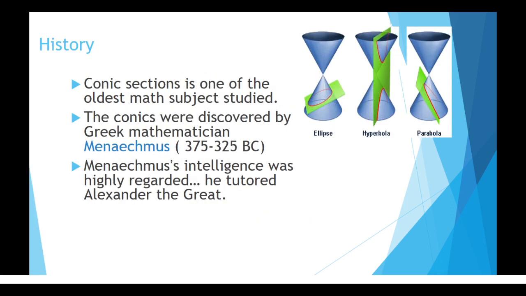Next, a bit of history of conic sections. Conic section is one of the oldest math subjects studied. I don't think many of you might know this. The conics were discovered by the Greek mathematician Menaechmus, around 375 to 325 BC. Menaechmus' intelligence was highly regarded, and he tutored whom? Alexander the Great.